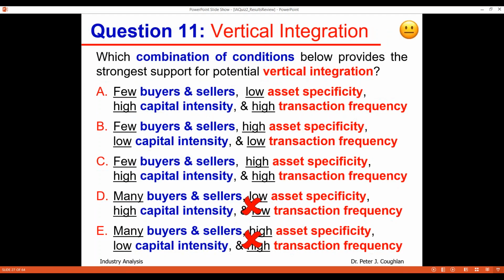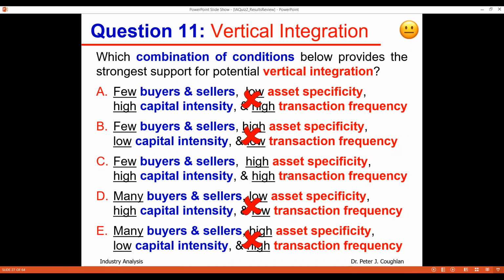So going back, let's look at answer A, for example. A says low asset specificity. No, you're more likely to have vertical integration when you have high asset specificity. So answer A does not seem optimal. B does have high asset specificity, but has low capital intensity. And we already said it's high capital intensity that tends to favor vertical integration, right? And so then it looks like it should be C, right? Few buyers and sellers, high asset specificity, high capital intensity, and then there's high transaction frequency.